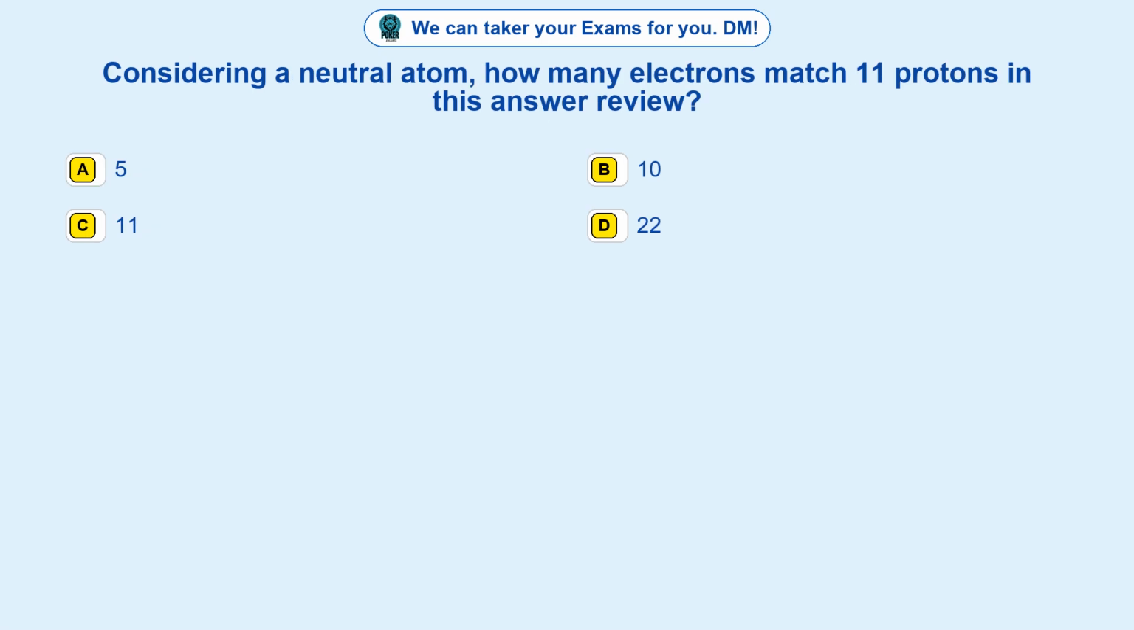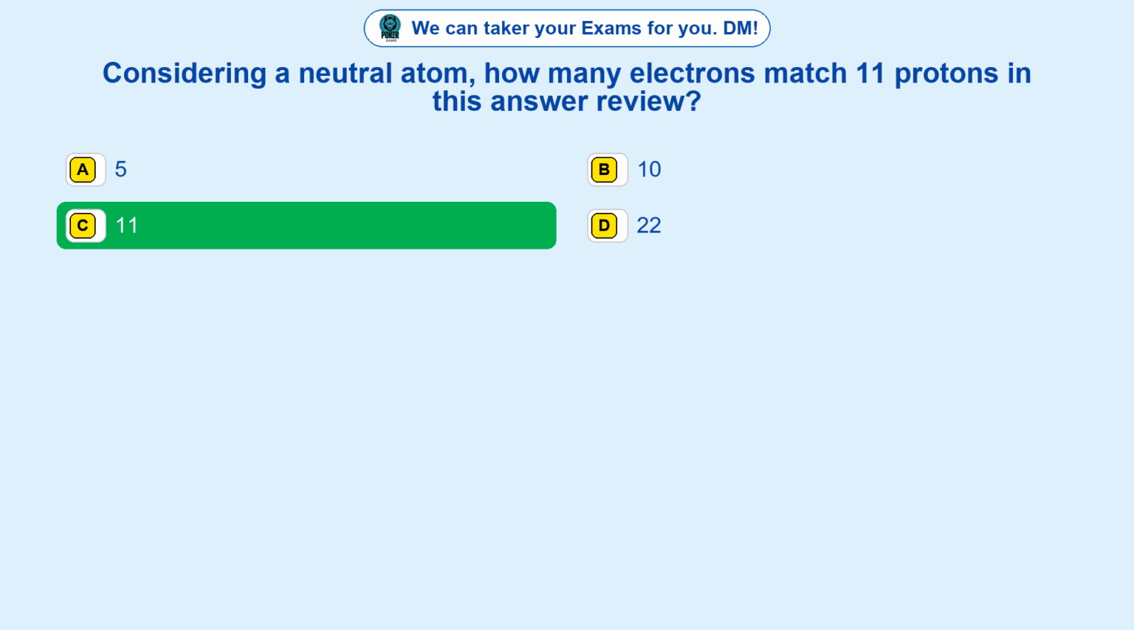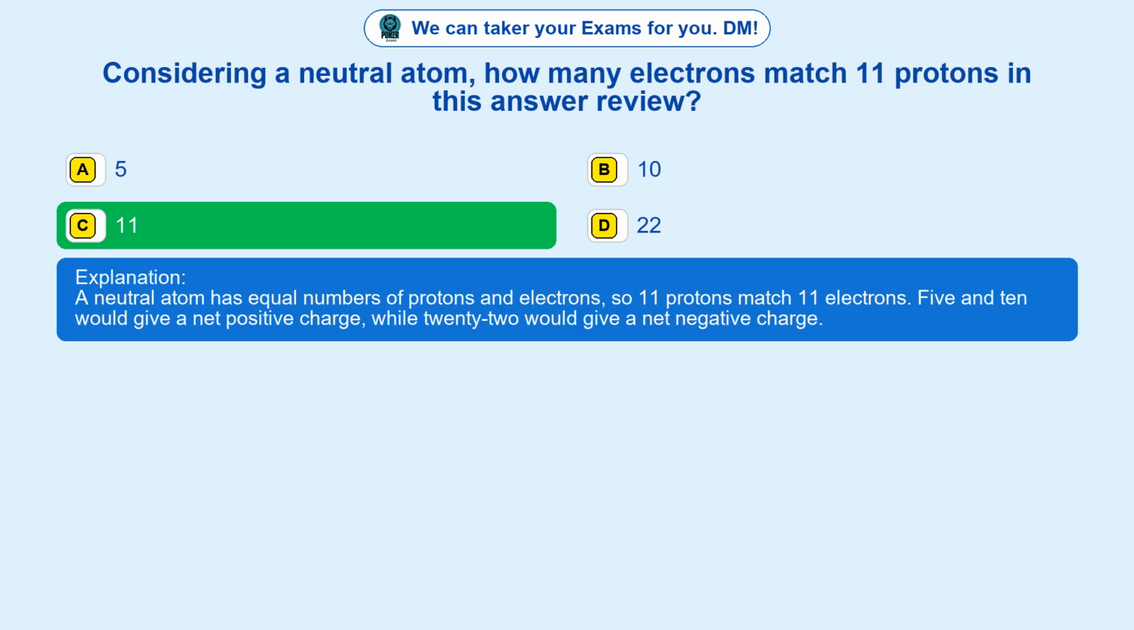Question 32. Considering a neutral atom, how many electrons match 11 protons in this answer review? Option A, 5. Option B, 10. Option C, 11. Option D, 22. The correct answer is option C, 11. A neutral atom has equal numbers of protons and electrons, so 11 protons match 11 electrons. 5 and 10 would give a net positive charge, while 22 would give a net negative charge.